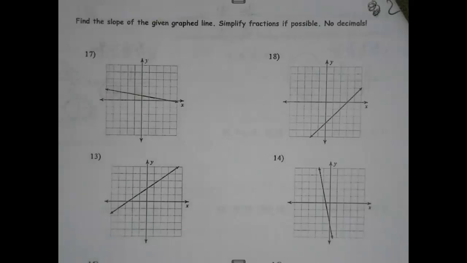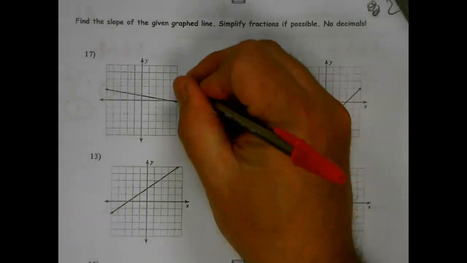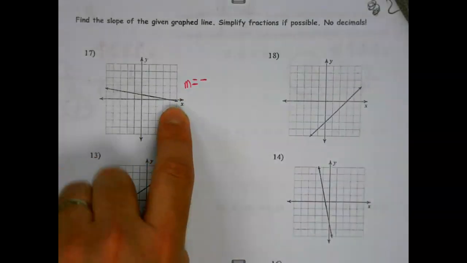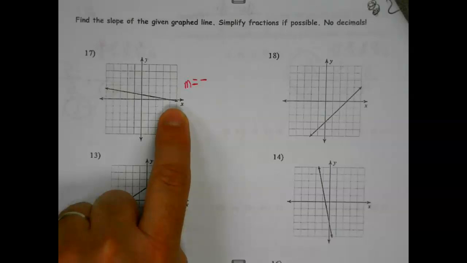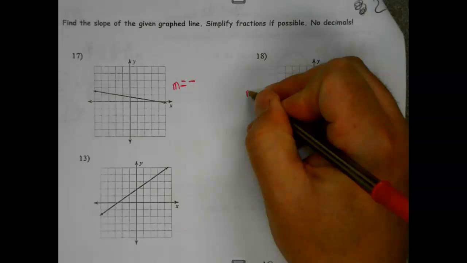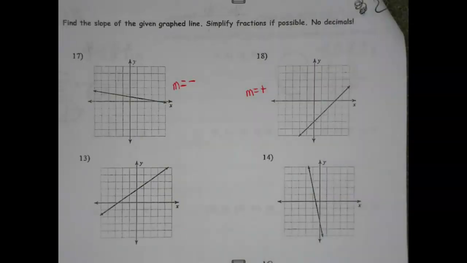All right, find the slope. I flipped over to page 2. Find the slope of the given graph line. Simplify fractions as possible, no decimals. Now, we know a couple of things already before we get started. For instance, on 17, I know that my slope is going to be negative because it goes down as it's going to the right. Whereas, let's say number 18, I know right away that slope is positive because it's going up to the right.